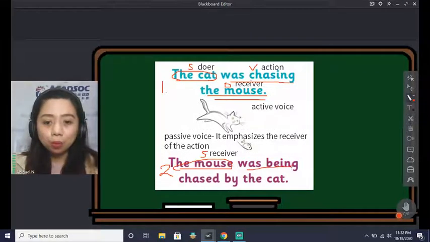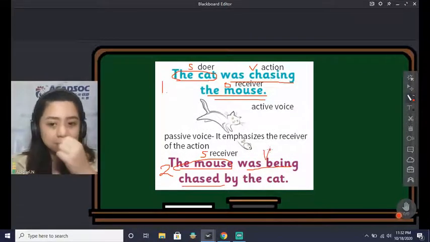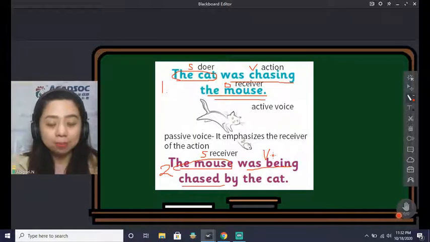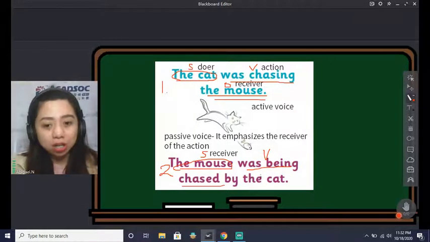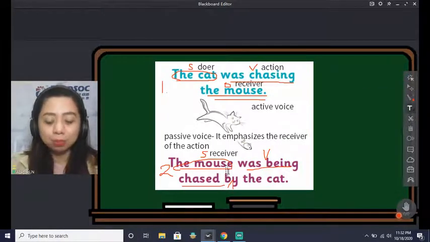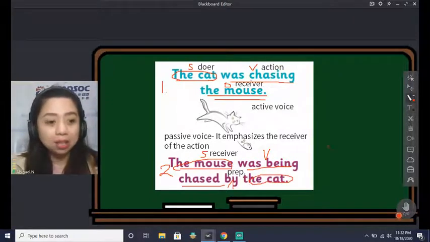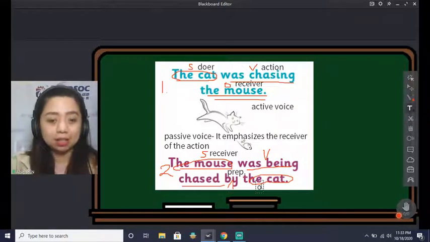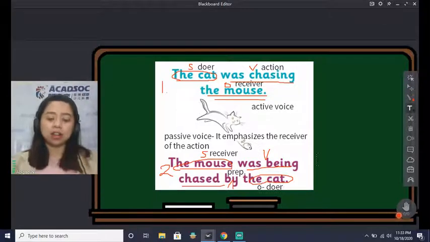Now, was being chased. So this is your verb. This is your action. This is the action done by the doer. And then you have the preposition by. The cat, earlier it's the subject, the doer of the action. It is still the doer, but we're not going to call it subject anymore. We will call it object, as the doer of the action.